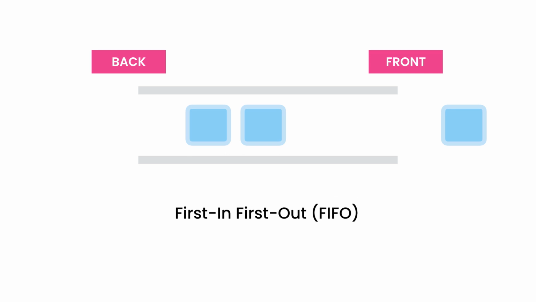A queue is a data structure similar to a stack, except that in a queue, the first item inserted is the first one that can be removed. This is what we call FIFO, first in, first out. Stacks, on the other hand, are LIFO data structures, last in, first out.